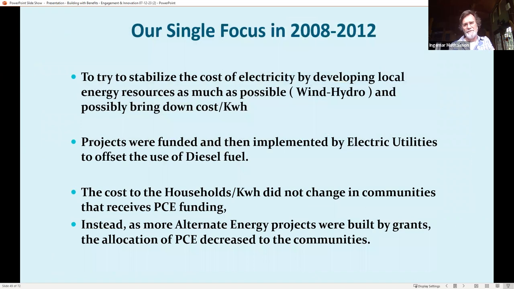Our single focus from 2008 to 2012 was to stabilize the cost of electricity by developing the local energy resources as much as possible. Anything we could find. Projects were funded and implemented by the electric utilities to offset the direct use of diesel fuel. The cost to the households per kilowatt did not change in the communities that receive PCE funding. This is an equalization program in Alaska that makes sure that all households across Alaska have about the same electric rate up to 500, or at this point 750, kilowatt hours. The average in Alaska right now for all the households is 23 cents per kilowatt hour under that program. But as we built these alternate energy projects, that allocation decreased in the communities because of how the fund is structured.